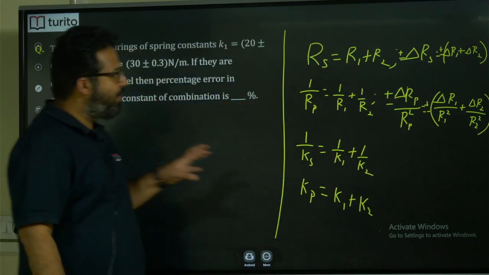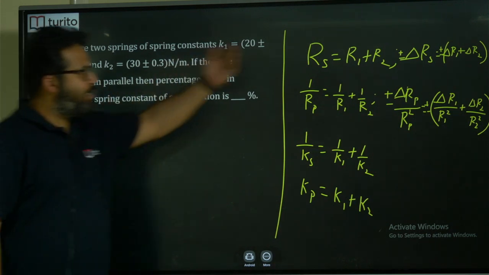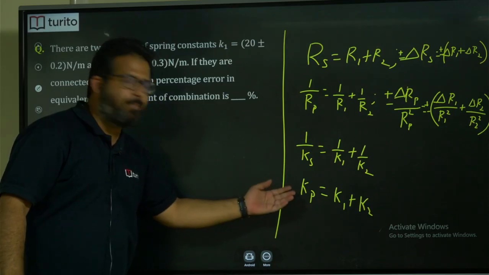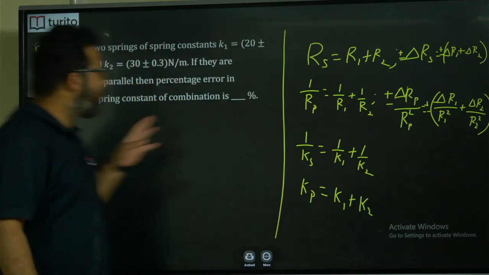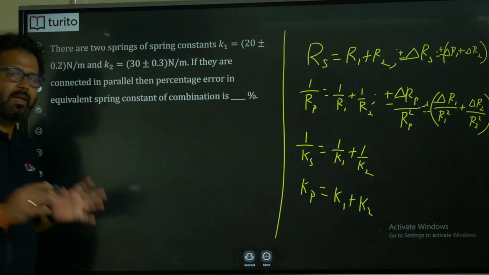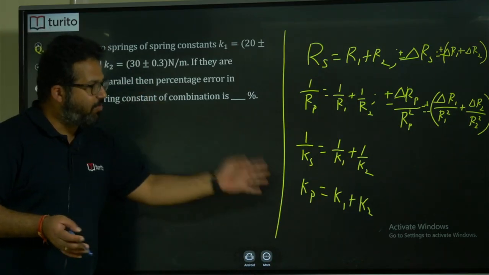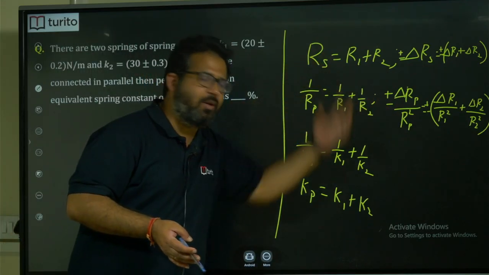This is about the resistances. For the spring, whatever the series combination is for resistances, the similar way will be the parallel for the spring, and it is easy to calculate, just add the error. Here we have to calculate for the parallel, so the question is comparatively easy. If it had to be series for the spring, the calculation would have been complicated.